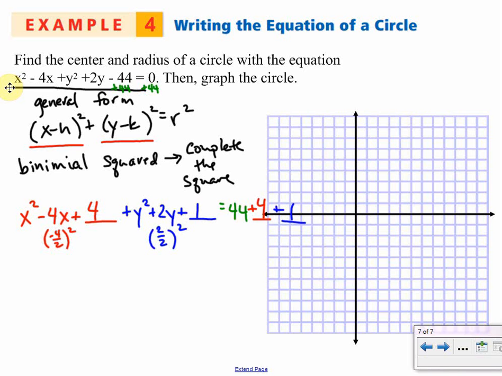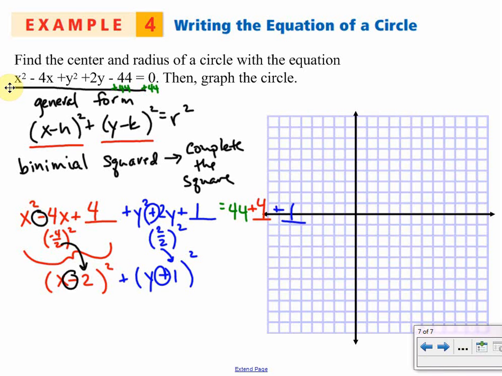Now I'm going to factor each one. So this becomes x minus 2 squared. Remember that the sign here has to match the sign here, and the b over 2 value goes in here. And I'm going to do the same thing for my y's. y plus 1 squared. Remember, this b over 2 goes in here. This sign matches this sign. And now that's going to equal 44 plus 4 plus 1 is 49.